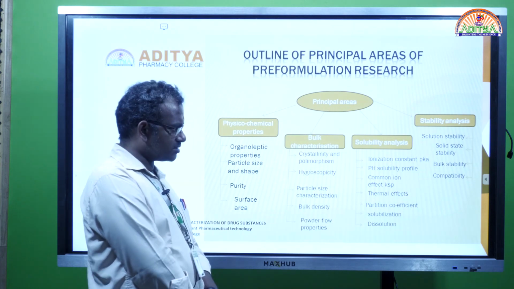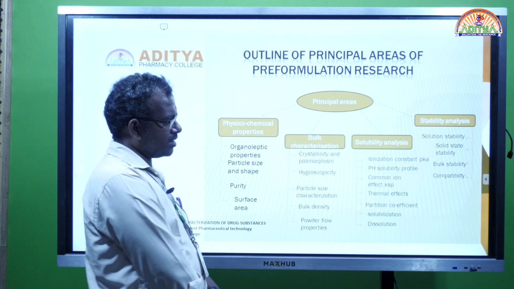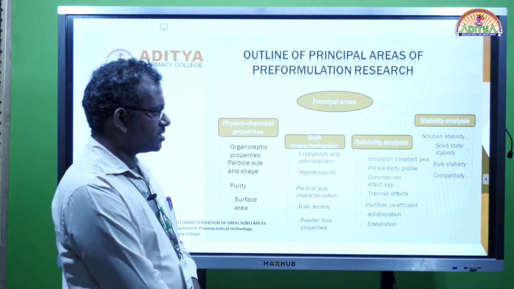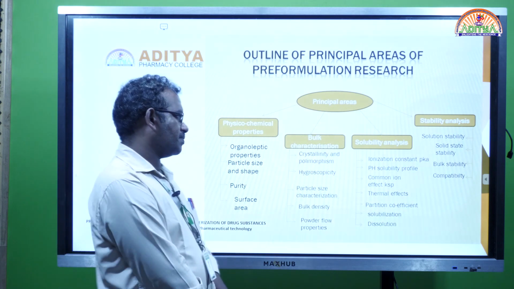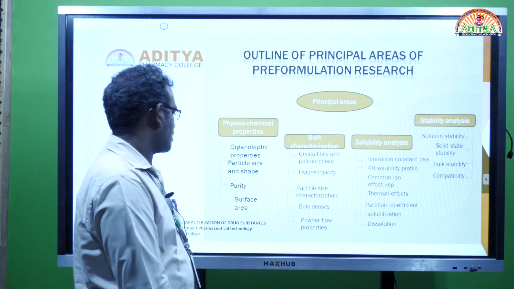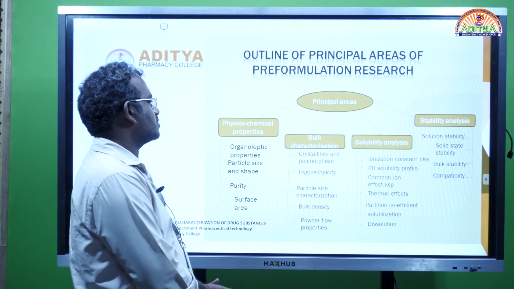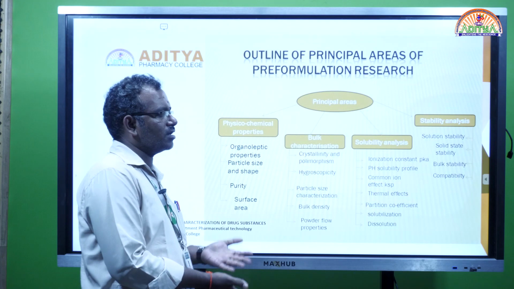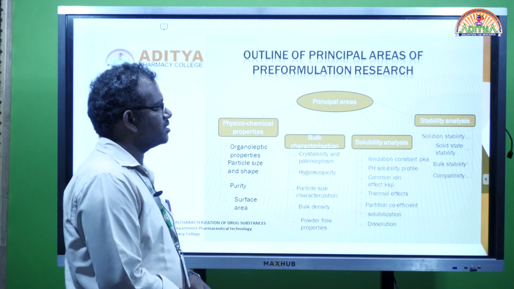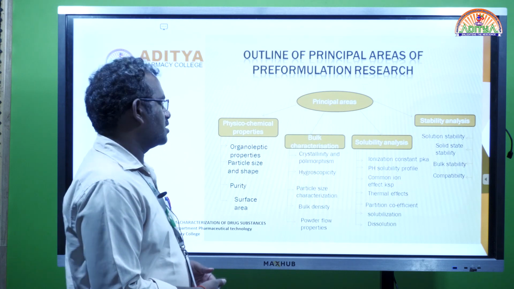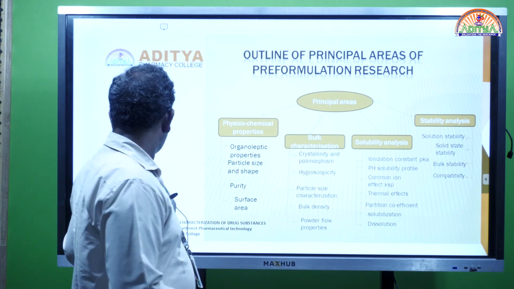Last one, stability analysis. Under stability analysis: solution stability, solid state stability, bulk stability, and compatibility. So these are the four main areas we are going to study under pre-formulation: physicochemical properties, bulk characterization, solubility analysis, and stability analysis.